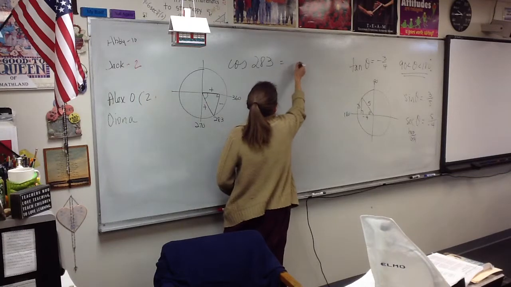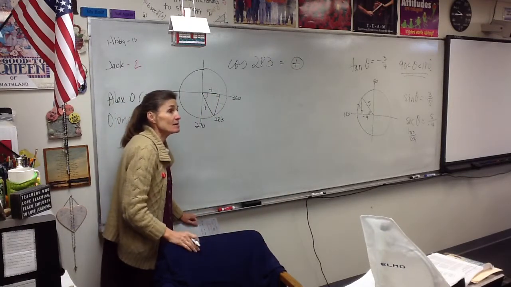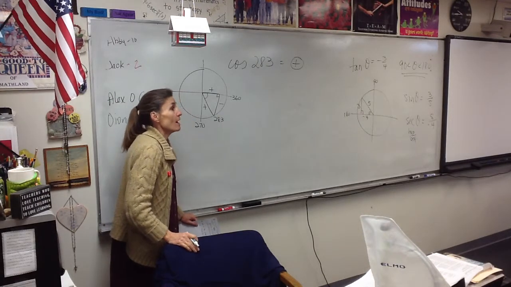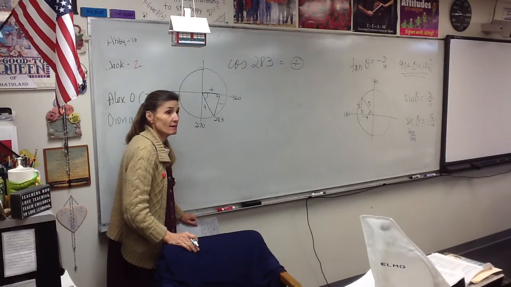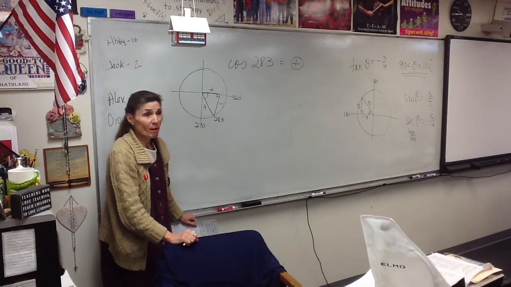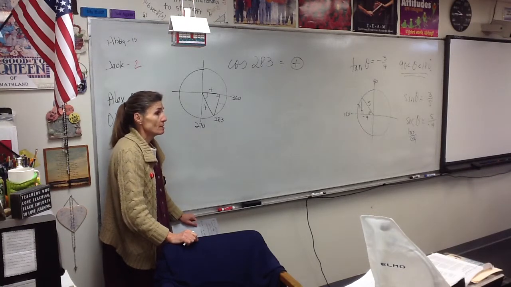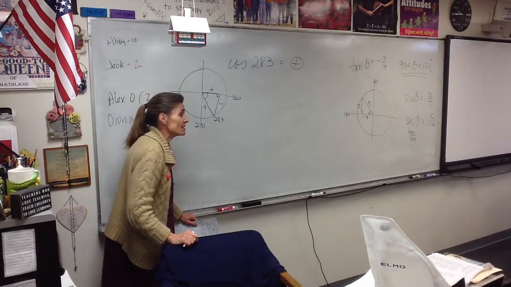Positive. Those of you that explained it by saying in quadrant 4, adjacent is positive, right on. That's the key. X is positive in quadrant 4. That means the cosine will be positive. Those of you that said negative need to rethink.